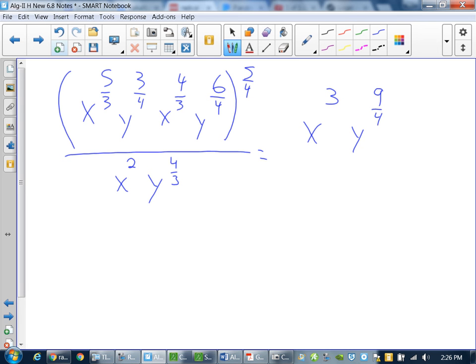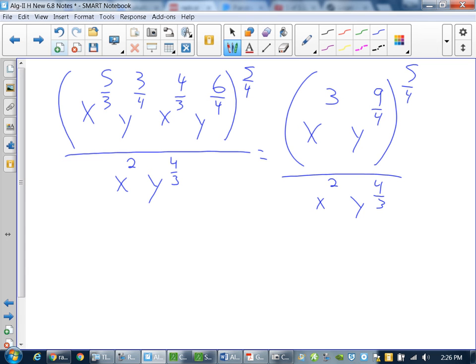Okay. The only reason I'm doing it is so that we don't have to deal with all these fractions. I knew that I could just add those, making it a little bit easier to start with. That's all. And then I have to do that to the 5/4 over x squared y to the 4/3.